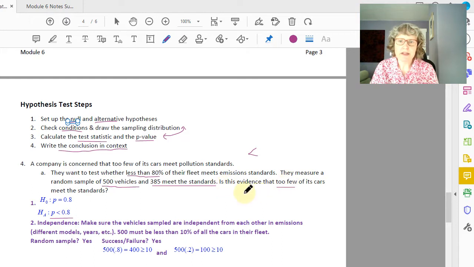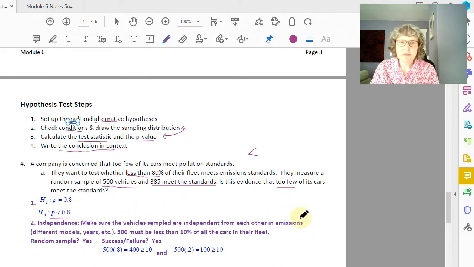You could also use this last sentence. Is this evidence that too few, meaning less than 80% of its cars, meet the standards? Now this number is also called p0. That's our baseline, what we consider for our null. It's sort of the status quo, or what we consider to be already true. So if our alternate is less than 80%, our null is going to be equal 80%. The null is always equal, and then the alternate is either less than, greater than, or not equal.